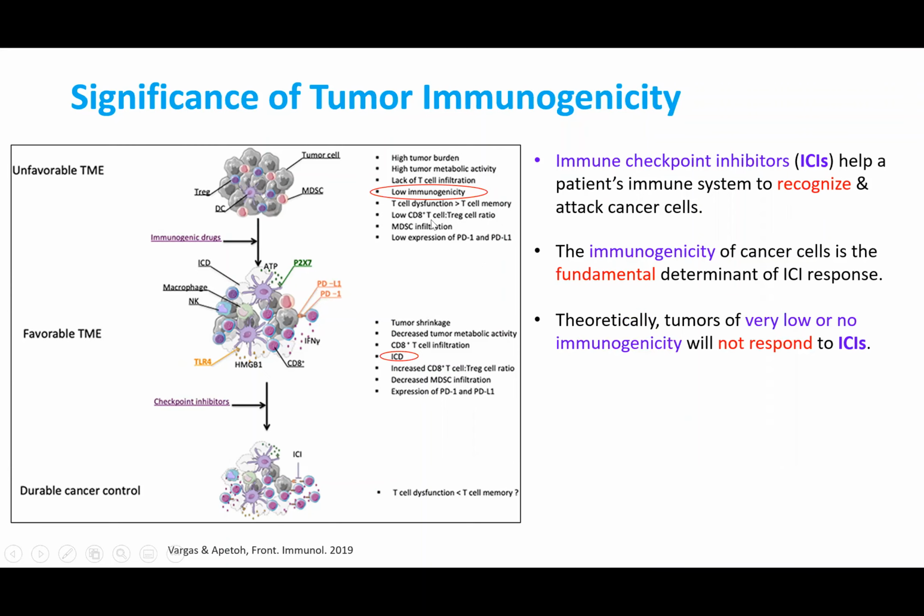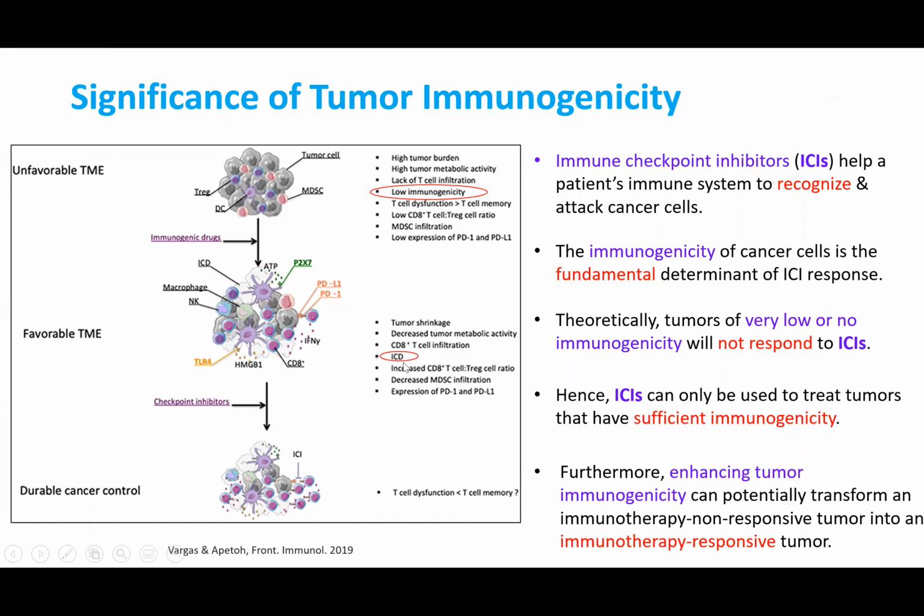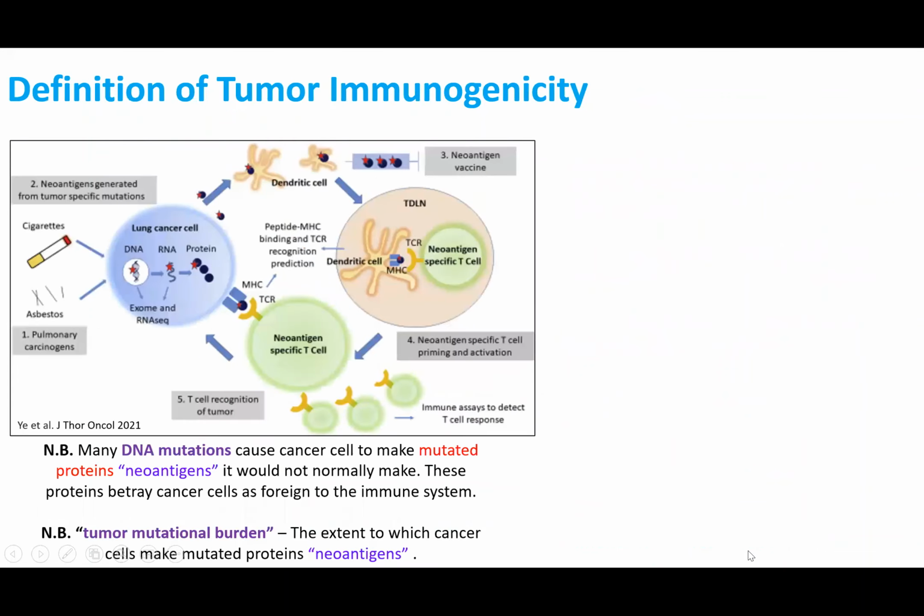So if the tumor has no or very low immunogenicity, it will not respond to immune checkpoint inhibitors. And in this case, we have to use some immunogenic drugs, for example, to induce immunogenic cell death. This will enhance the tumor immunogenicity in order to convert the tumor into an immunotherapy-responsive tumor.